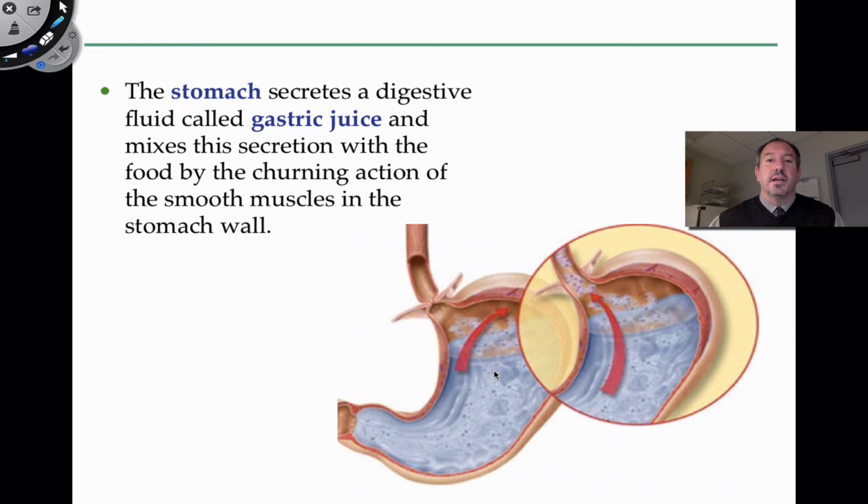But we could just simply, at this point, say that the stomach secretes gastric juice, and that churning with the muscular action helps to digest the food. And so there's a lot of movement inside the stomach, a lot of squeezing. And so that's kind of cool.